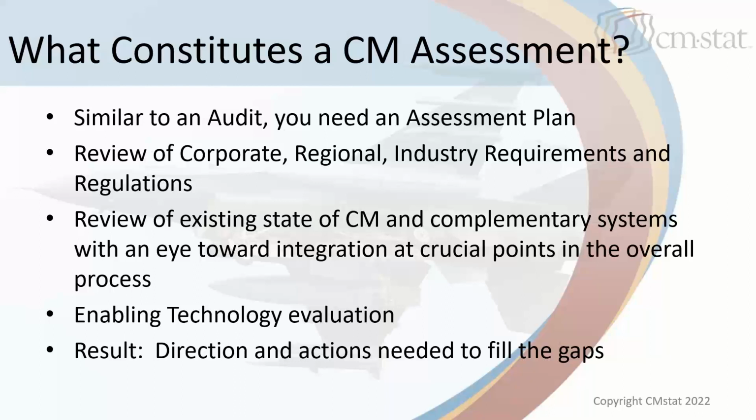It should also include a review of the existing state of CM processes, and how they interact with complementary systems, such as IT and quality, based on the environment that you're in. The review should be done with the intention of finding crucial points where these disciplines cross paths with CM and making sure that the feedback loops and the crosstalk between them are being done in an efficient and appropriate way for what you're trying to achieve.